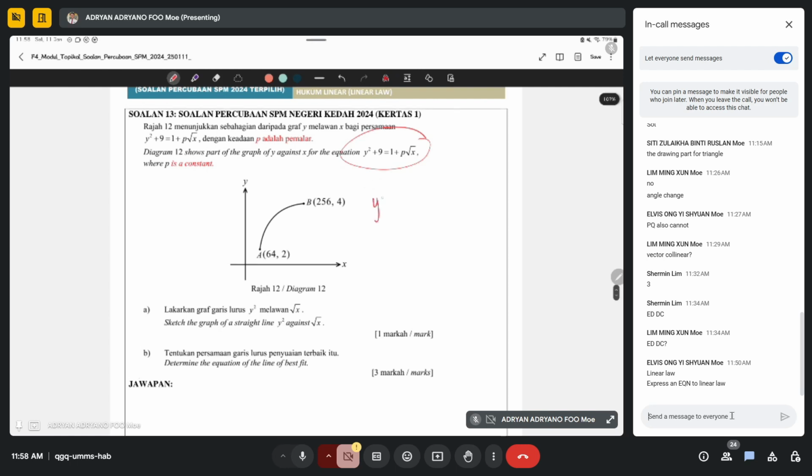Rearrange y square. per p set x e 你保留9你搬过去 so y square equal p set x e 减9多少. Someone help me count. I cannot think already. 1减9. I think it's negative 8 right? 1减9 negative 8.